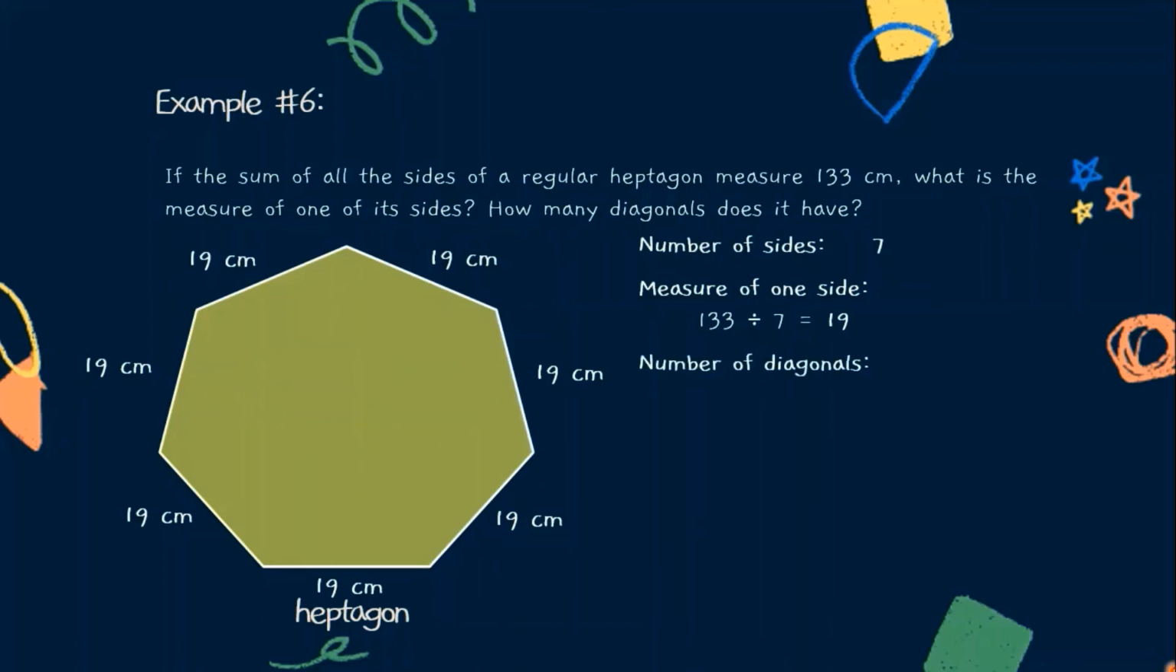Next, we'll have to find out the number of diagonals for this regular heptagon. For us to find out the number of diagonals for a polygon, this is the formula that we'll have to use. n minus 3, yung result nito ay multiply natin sa n and then divide natin by 2, where n is the number of sides. Substitute natin yung n ng 7 dahil ang heptagon ay may 7 sides. And then perform natin yung operation. 7 minus 3 is equal to 4. 4 multiplied to 7 ay 28. 28 divided by 2, ang sagot natin ay 14. Therefore, this heptagon must have 14 diagonals.